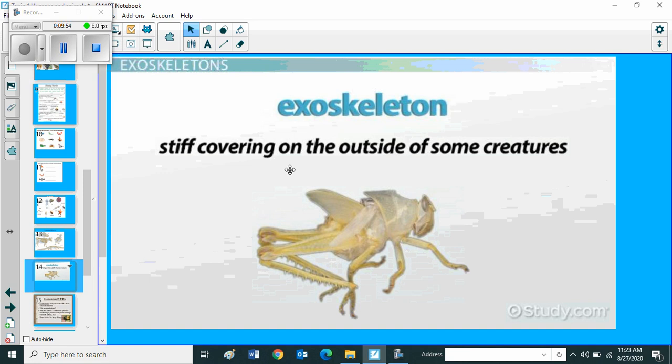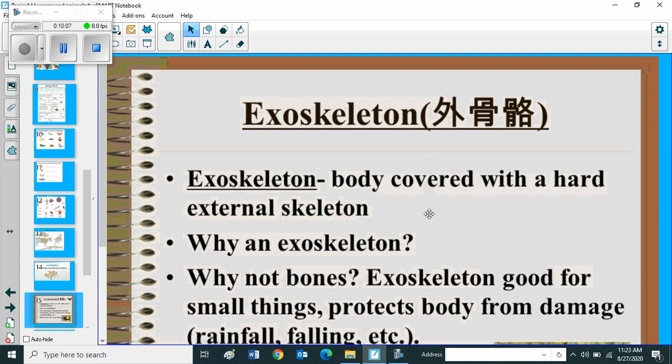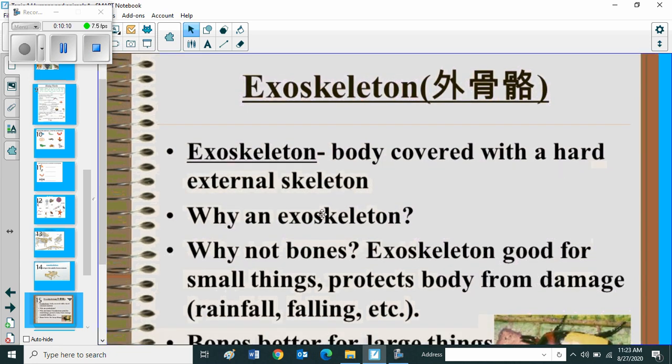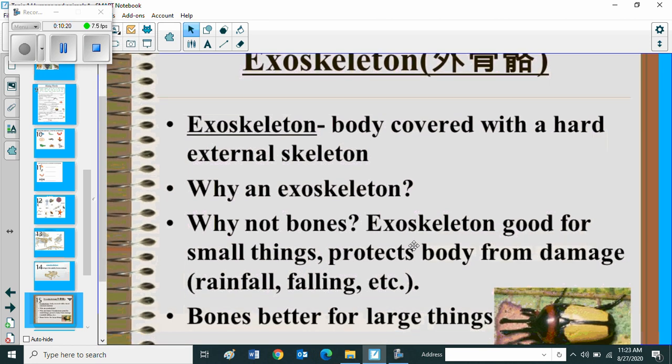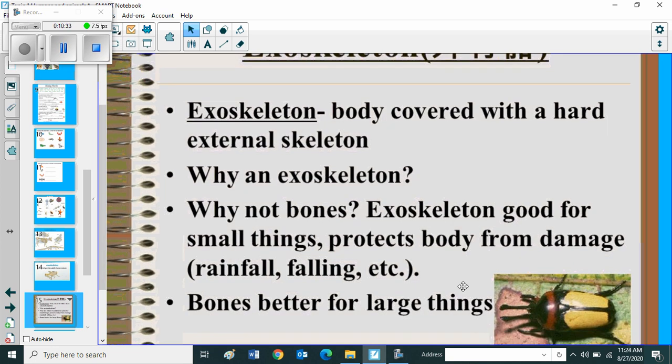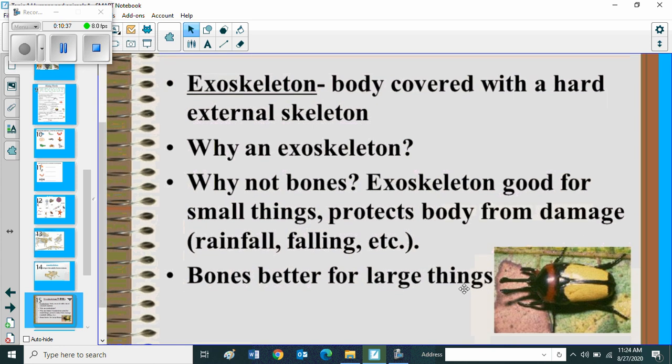Exoskeleton means a stiff covering on the outside of some creatures. That stiff covering on the outside of some creatures we call an exoskeleton. Body covered with a hard external skeleton. Why an exoskeleton? Why not bones? Exoskeleton is good for small things. It protects the body from damage. Damages include rainfall, falling, etc. Bones are better for large things.